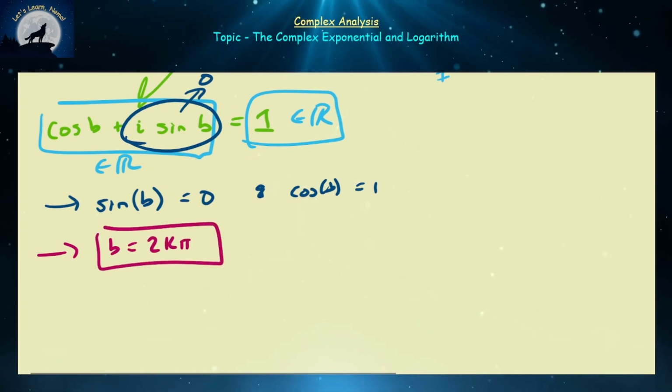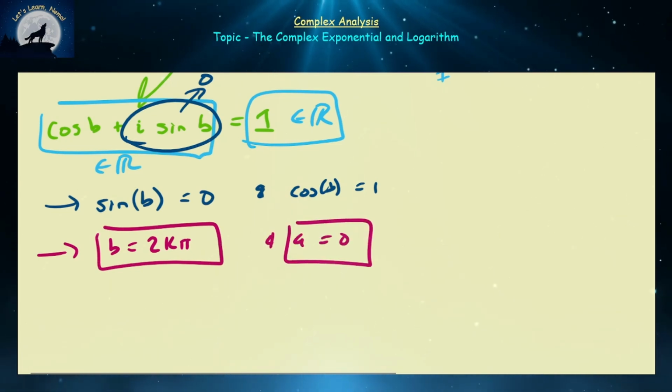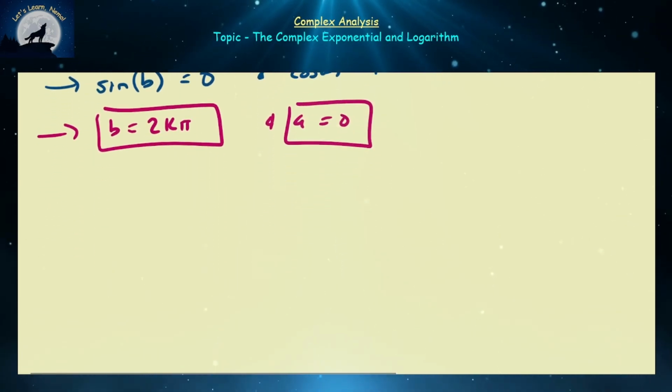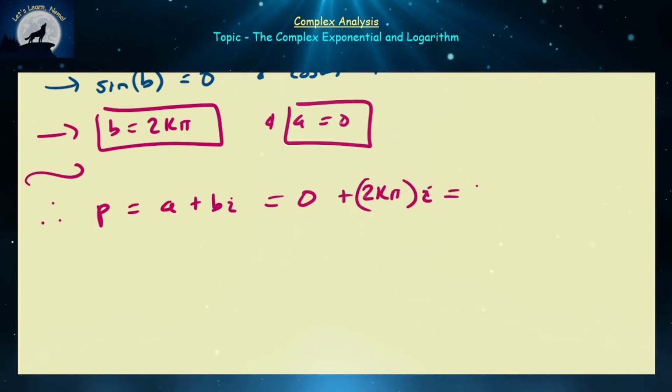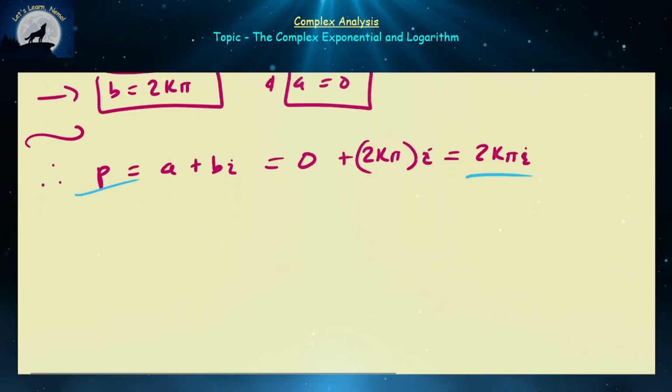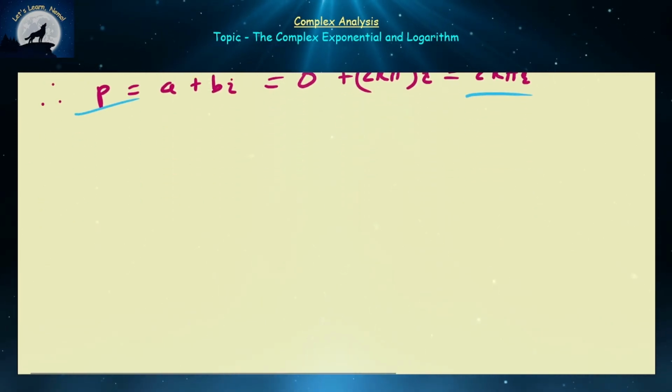Now that we have what b is, and we also know what a is, because keep in mind, a was equal to 0, now we know what p is. So that means p, keep in mind, was decomposed into a plus bi. a was equal to 0, and now b is going to be equal to 2kπ, and don't forget that little i. Now we just have 2kπi. Right? So that is the period of the exponential function. So let's just formally state that here.